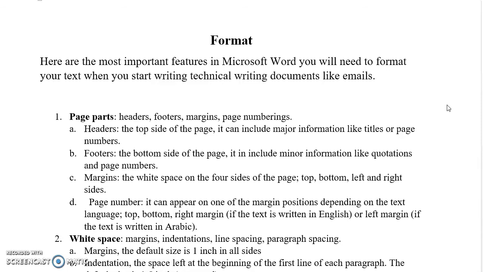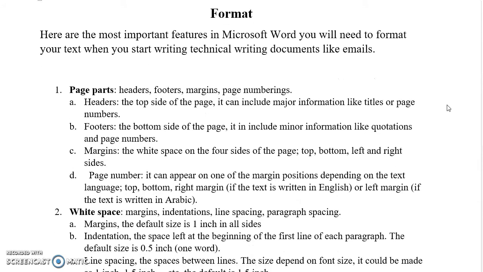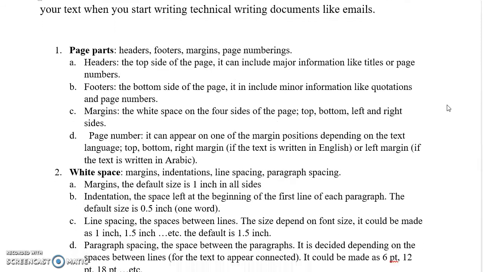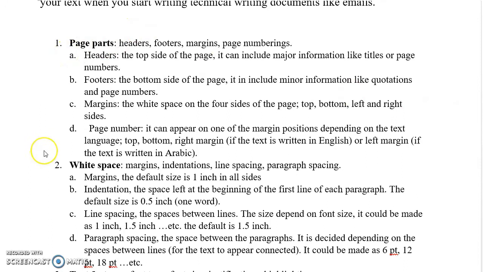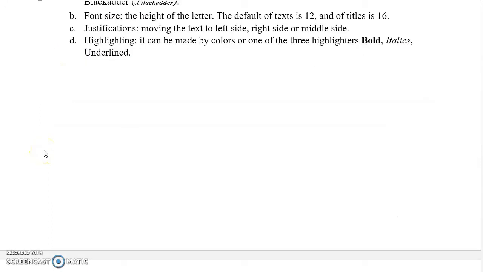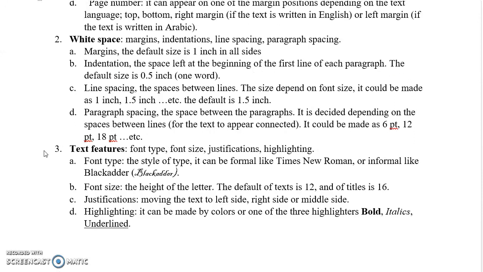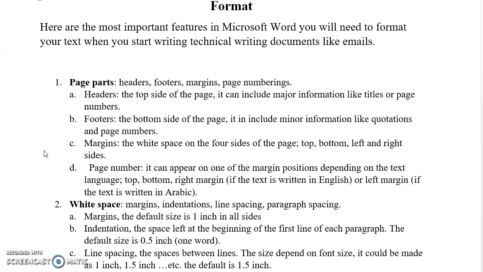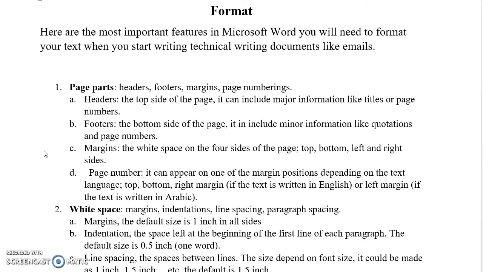This is important while you are working with Microsoft Word, and then I'll tell you how to make this Word file a PDF, because all documents must be uploaded as PDF files. So this format will include page parts, white space, text features, and that's it. Okay, let's go ahead with the first one, which is page parts. Now, when we say page parts, it includes headers, footers, margins, and page numbering.